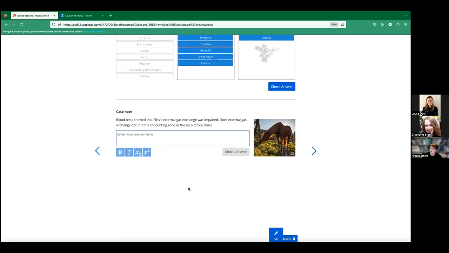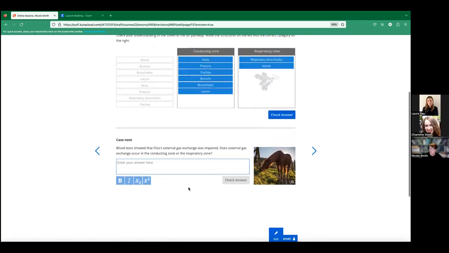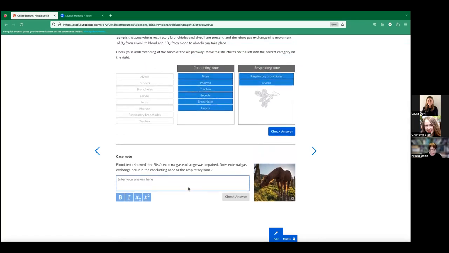And then we will follow it up at the end of this particular lesson with a question that directly relates to the learning objective to make sure that they got the point there. Okay.